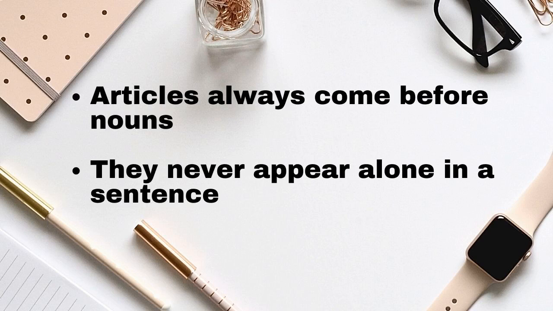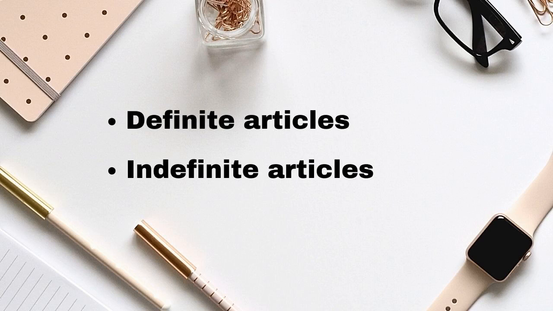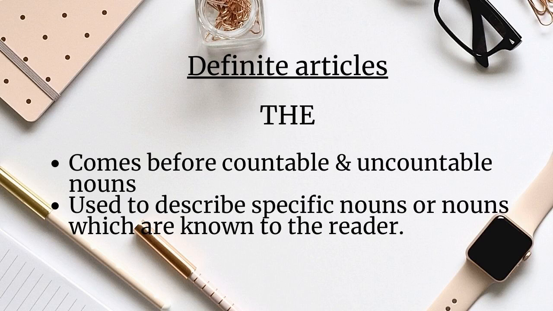Articles always come before the noun and they never appear alone in a sentence. If it stands alone, it will give no meaning. There are two main article groups known as definite articles and indefinite articles. Let us learn about them separately, starting from definite articles. The article the comes under this section.